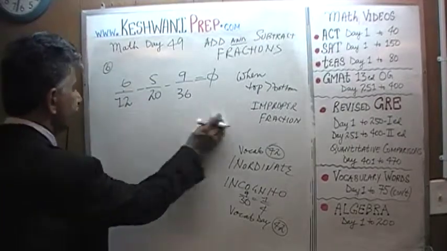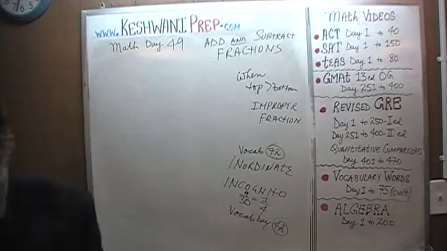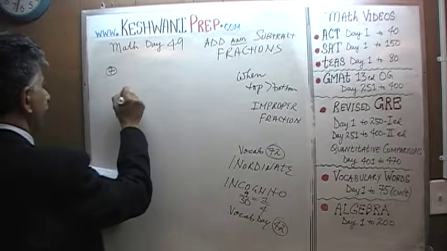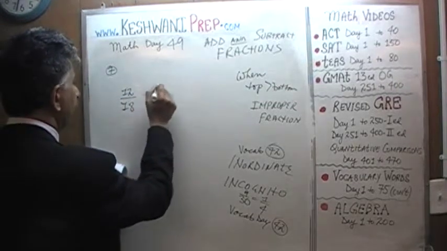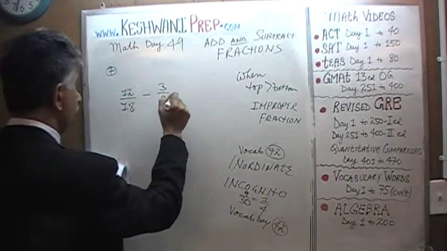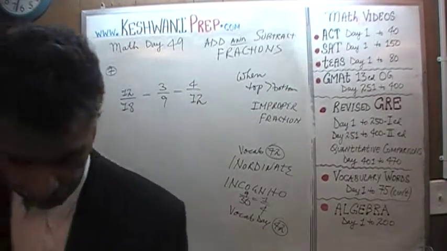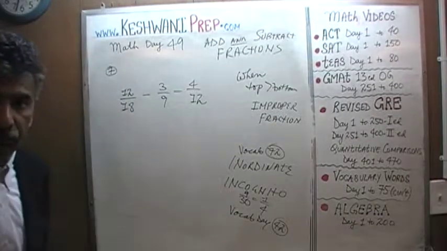Let's do one more. Number seven, we have 12 over 18 minus 3 over 9 minus 4 over 12. What do you notice? Do you notice anything? Of course you notice something. They can all be reduced. Let's reduce them, shall we?